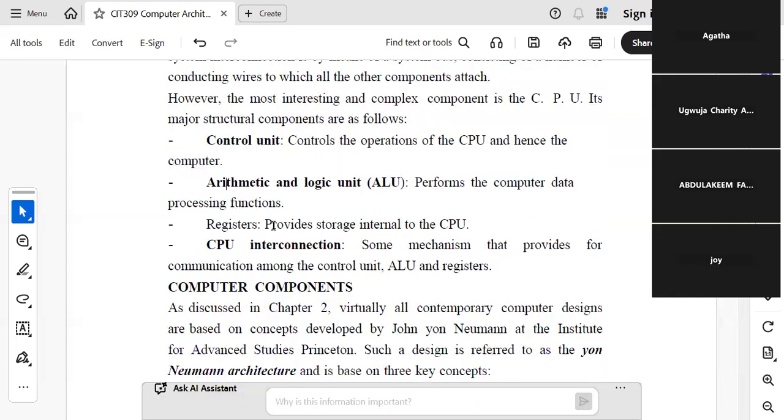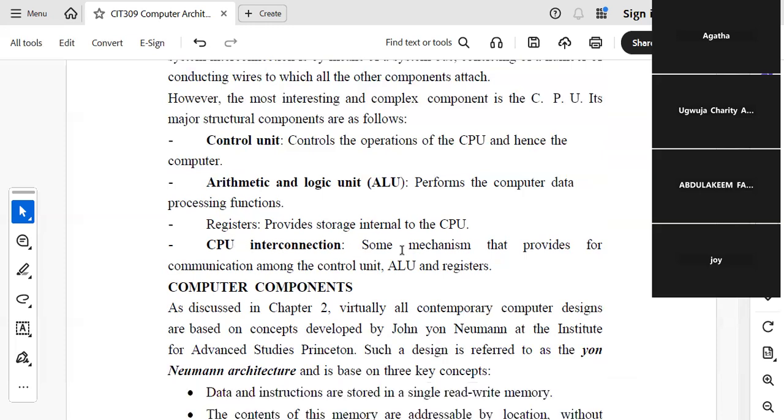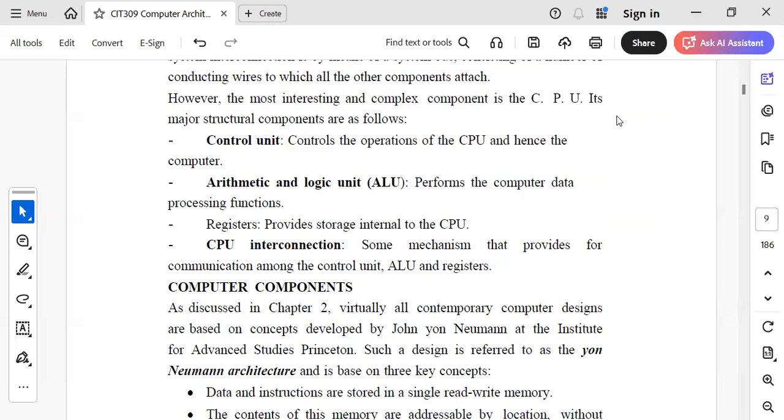So the last thing we have there is the CPU interconnection. It is some mechanism that provides for communication among the control unit, ALU, and registers. Now, this CPU interconnection is done in the CPU. Many things are inside the CPU on the motherboard, but there is a way they are connected. So their interconnection is also part of the structure of a computer. Because when you see the motherboard of a CPU, you see several things connected together using several devices or media. So that connectivity is what we call CPU interconnection, and it's part of the structure of a computer.